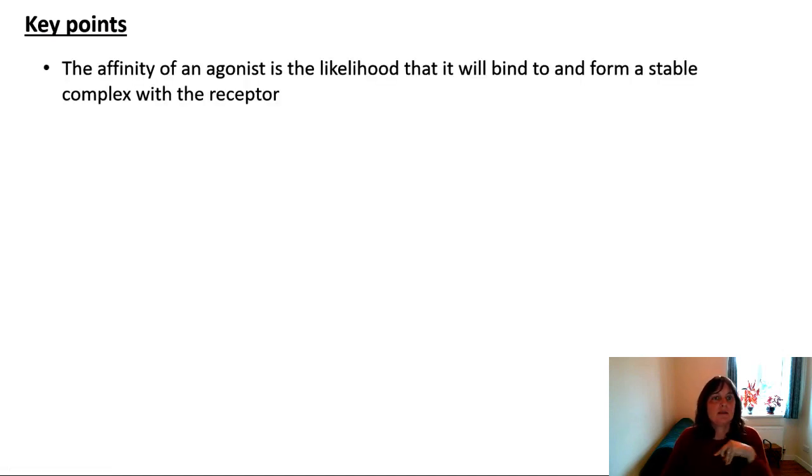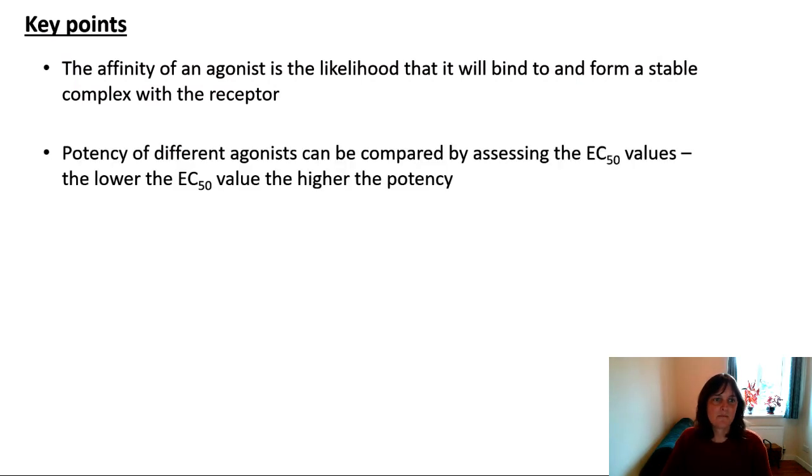Okay, so some of my key points are that the affinity of an agonist is the likelihood that it will bind to and form a stable complex with the receptor. It's that binding, the likelihood of stable agonist-receptor binding. The potency of different agonists can be compared by assessing their EC50 values. The lower the EC50 value, the higher the potency.